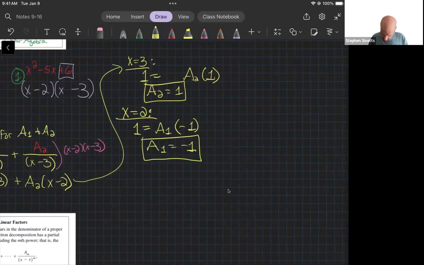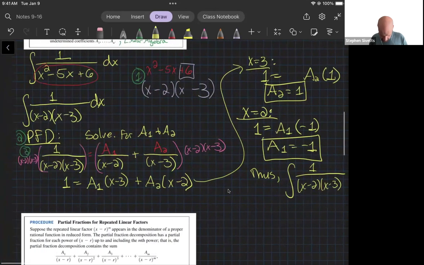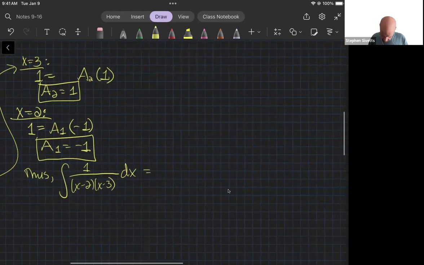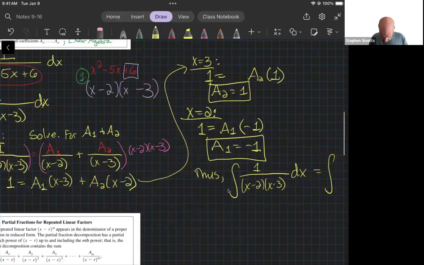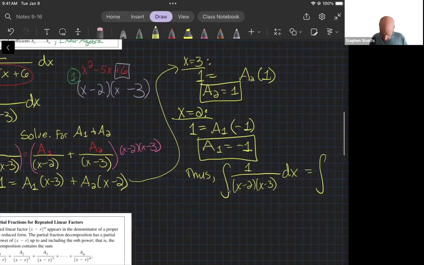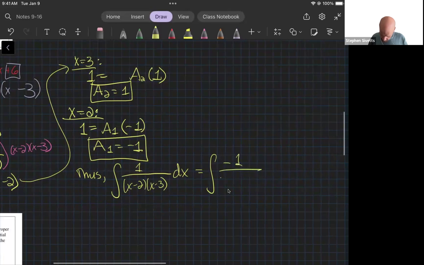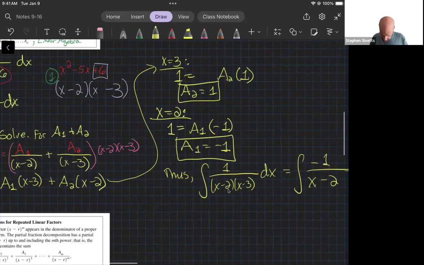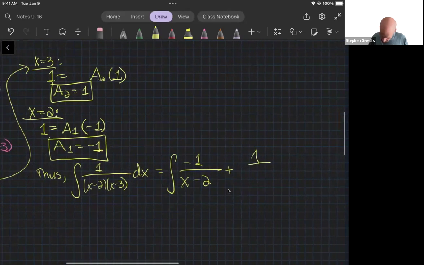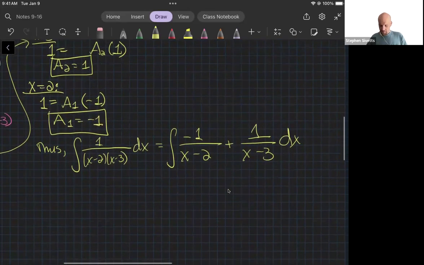So therefore, the integral of 1 divided by x minus 2 times x minus 3 dx is equal to the integral of, so a1 was -1, so -1 over x minus 2 plus a2 is 1, so 1 over x minus 3 dx, right? Okay. Each one of these becomes a very straightforward integral, right?